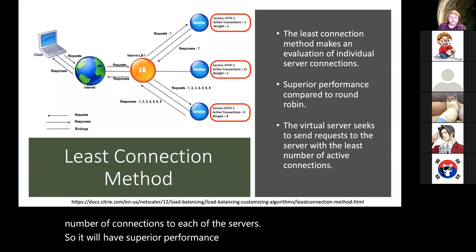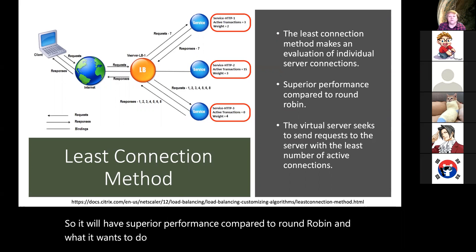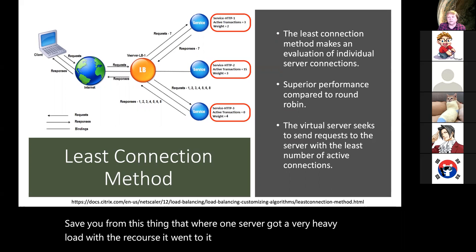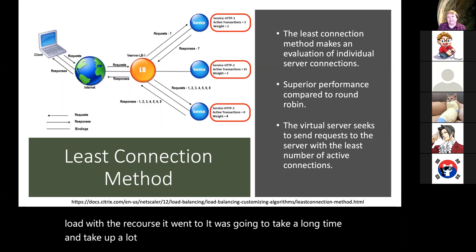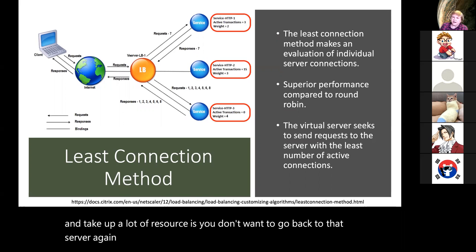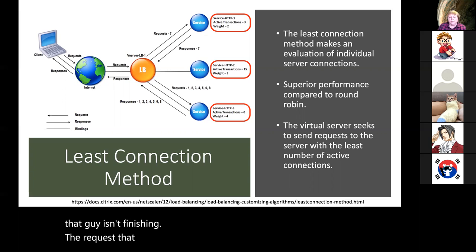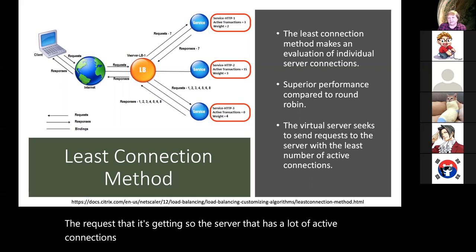And what it's trying to do is save you from the situation where one server got a very heavy load, where the request that went to it was going to take a long time and take up a lot of resources. You don't want to go back to that server again. So in the least connection method, it's going to see that that guy isn't finishing the requests that it's getting. So the server that has a lot of active connections isn't going to get the next request. It's not going to get the next job.